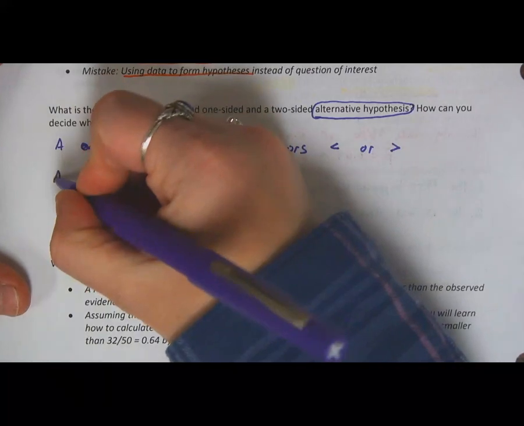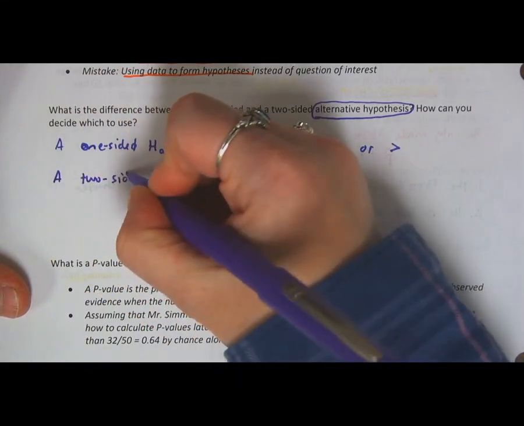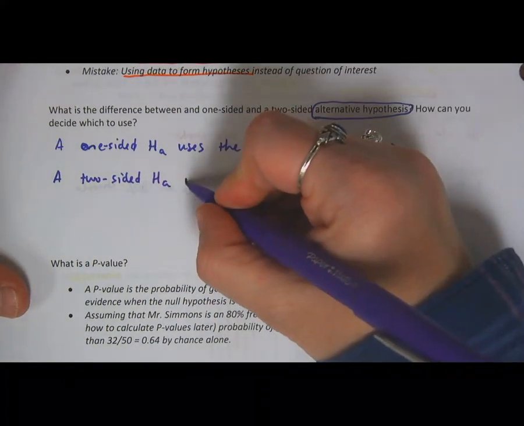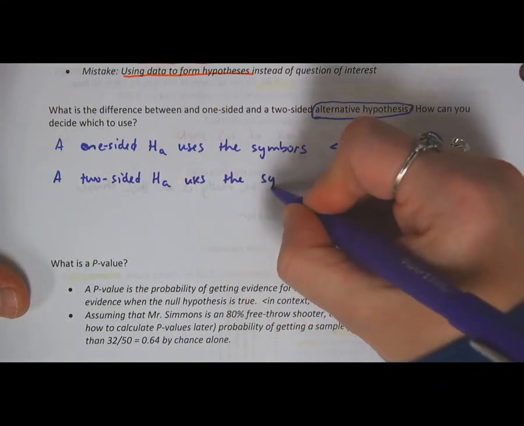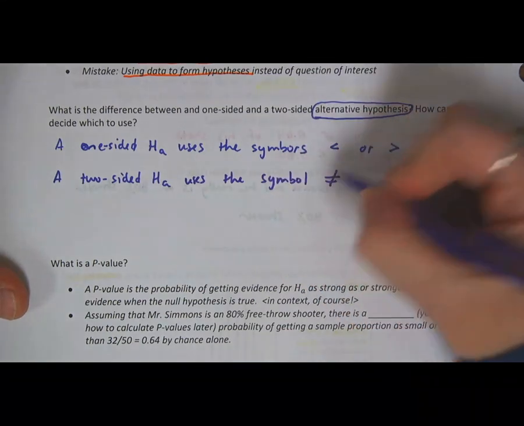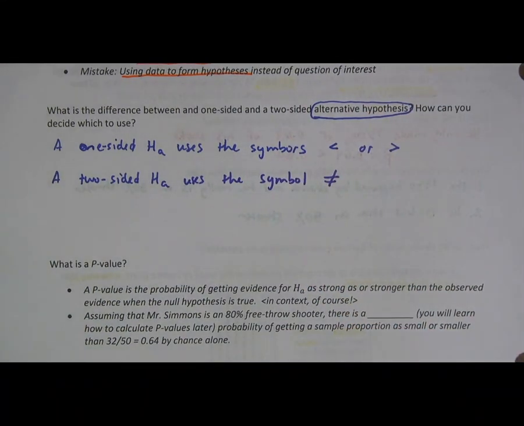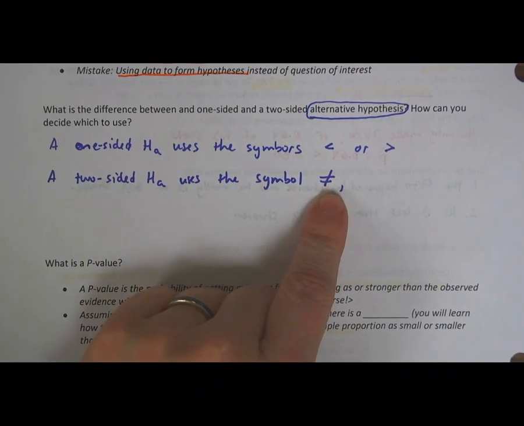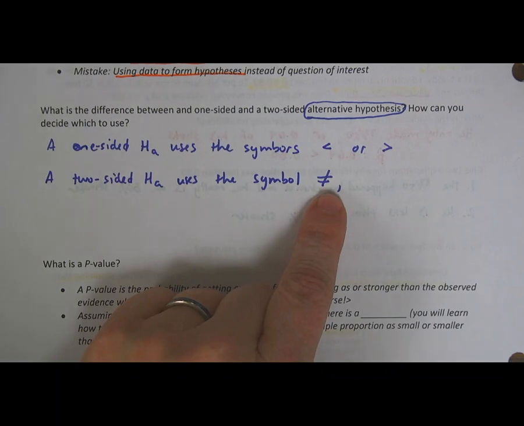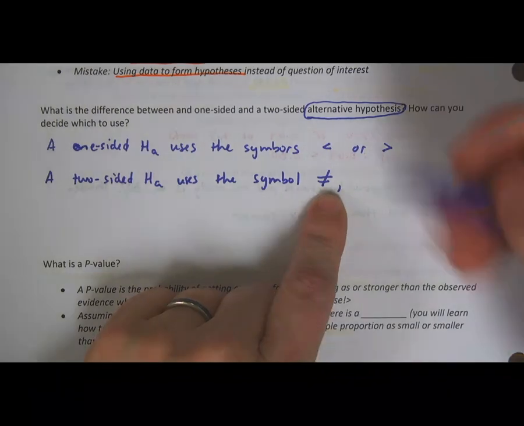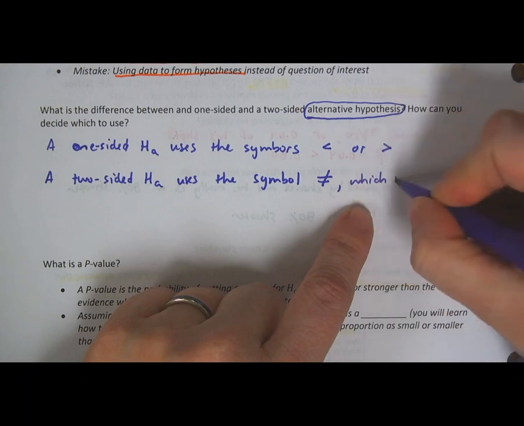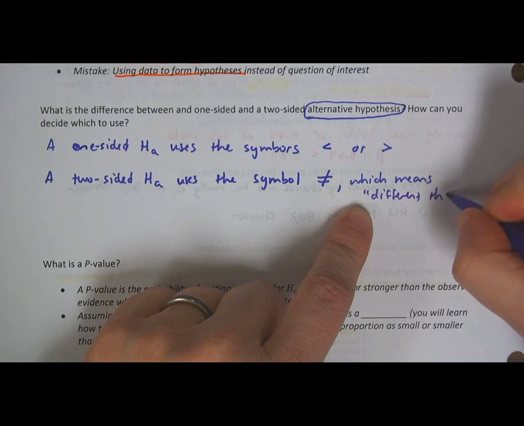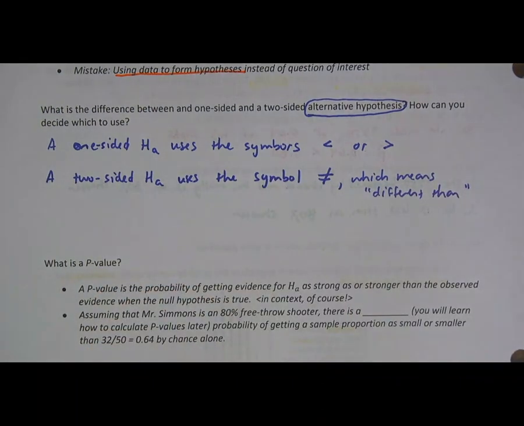A two-sided alternative hypothesis uses the symbol not equal to. Now make a note, okay, because these are a little bit more rare, but you're going to see it. That's two-sided, because what that really means is different than. In other words, I don't really know if it's less than or greater than, I just don't think it's exactly that.